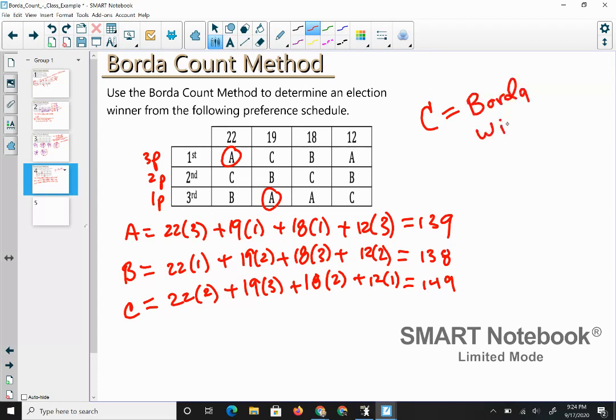C equals Borda winner. And that's all this question was asking, for you to demonstrate that you know how to find the Borda winner.